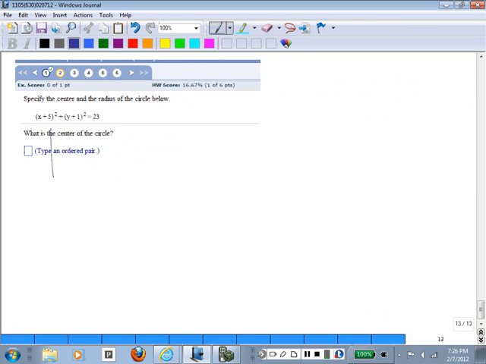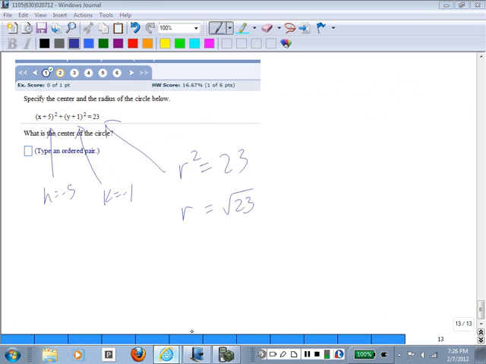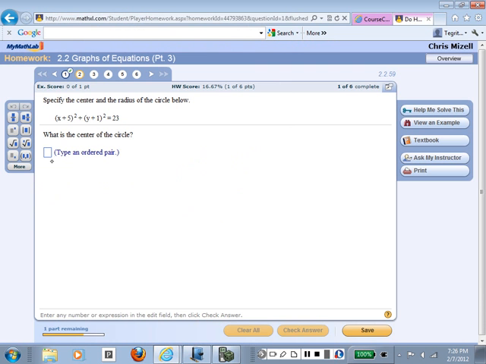And h equals -5, k equals -1. R squared equals 23, so r is the positive square root of 23. Let's see how it wants it. Type in the center first: -5, -1. Sorry about that. -5, -1. And simplify your answer. Type an exact answer using radicals as needed. So square root of 23.